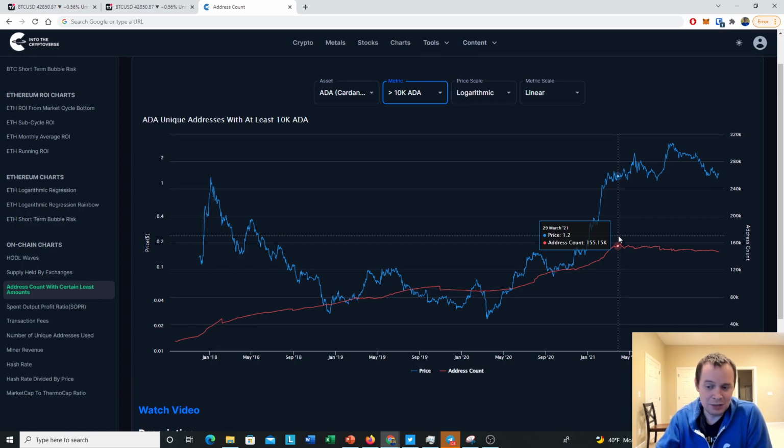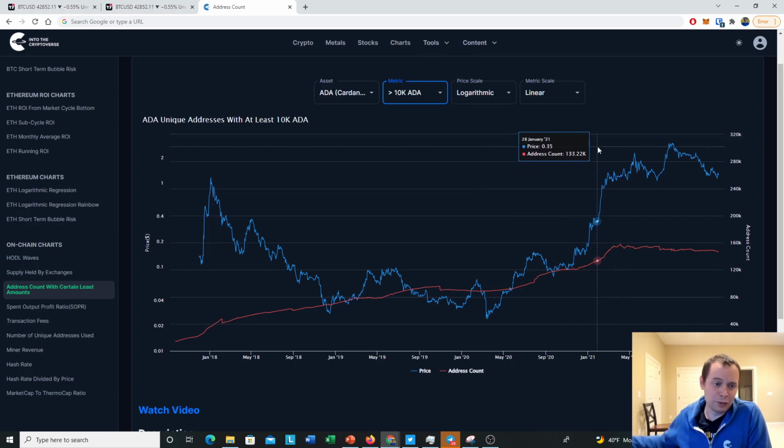Another reason could just simply be that they've decided to spread their ADA around several different wallets. So maybe they have 10,000 ADA, but then they decided they want to put some ADA in one wallet over here, and then other ADA in a different wallet entirely. So there could be some of that going on as well. But that's what the trend shows, right?